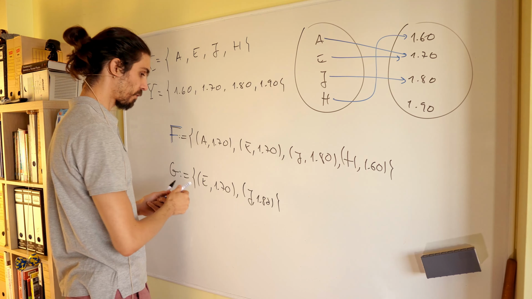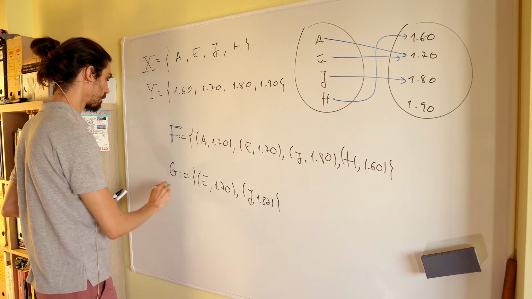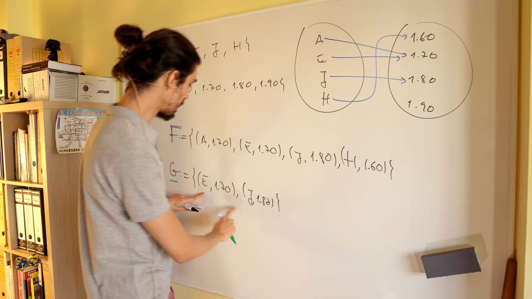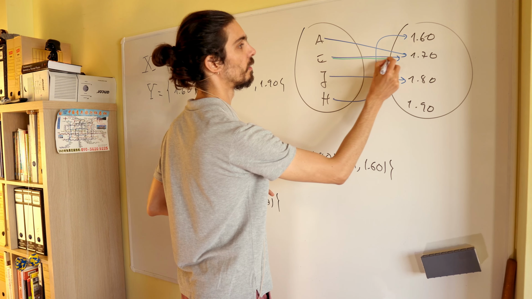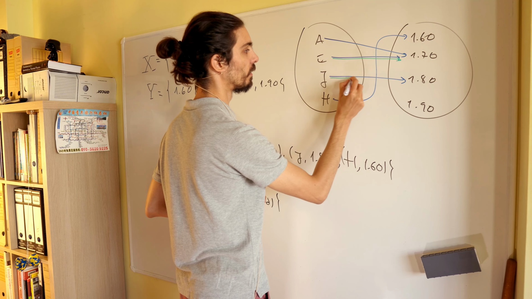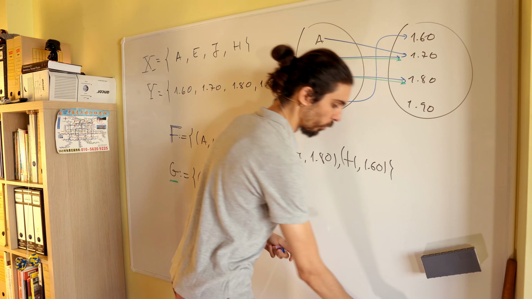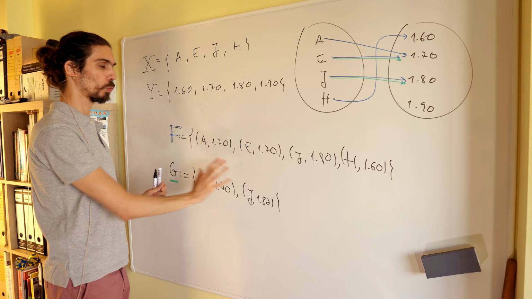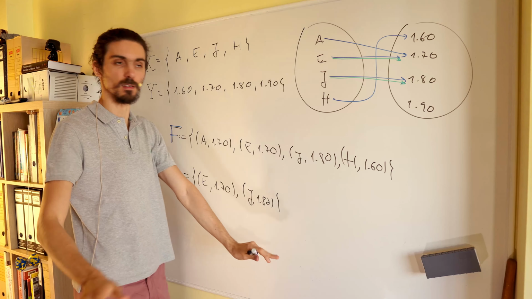Now, this is our first function. Let's now draw the second one. So the g function: you see, Eve 170 and John 180. So it's this arrow and this arrow. Okay? So, two sets, Cartesian product, two special subsets, two different functions. Okay, everything now is fine.